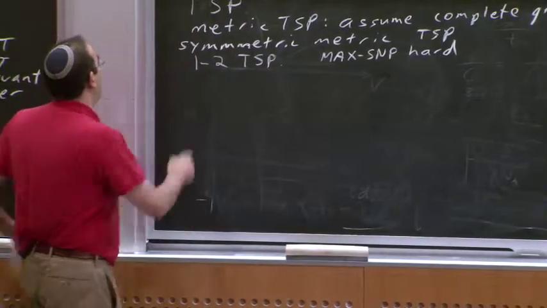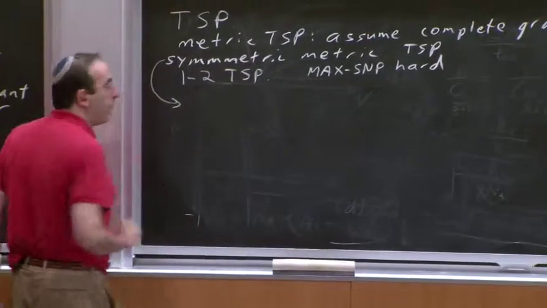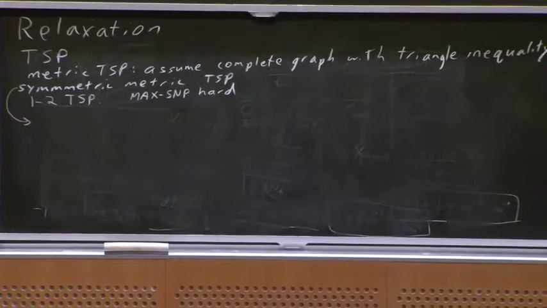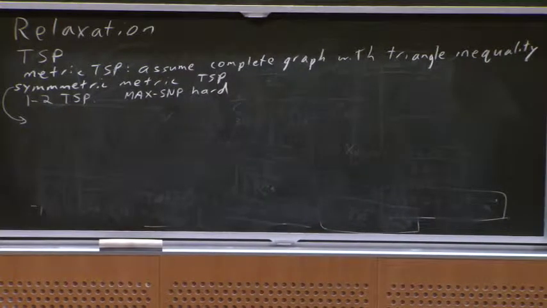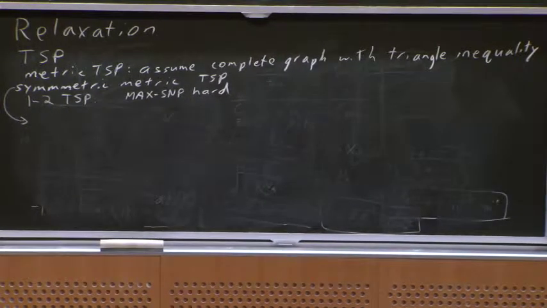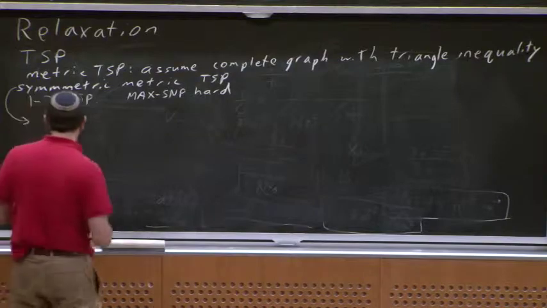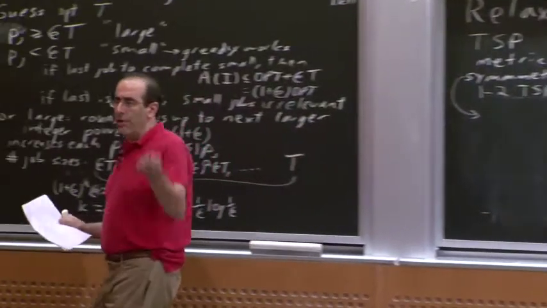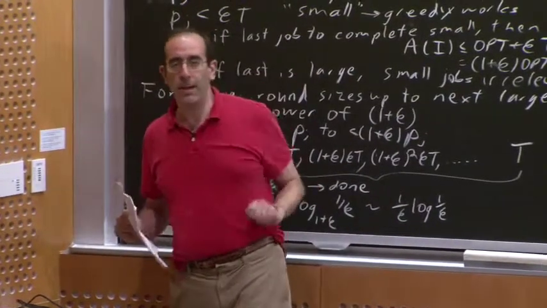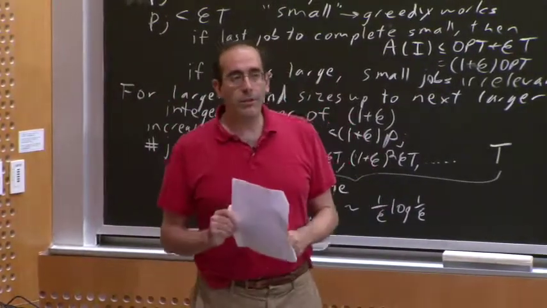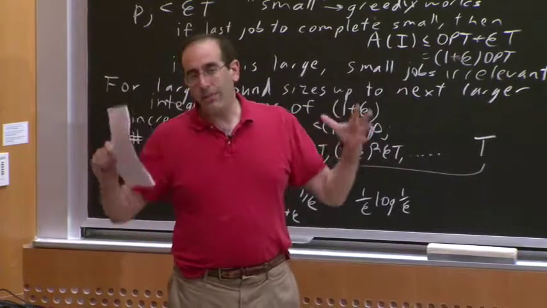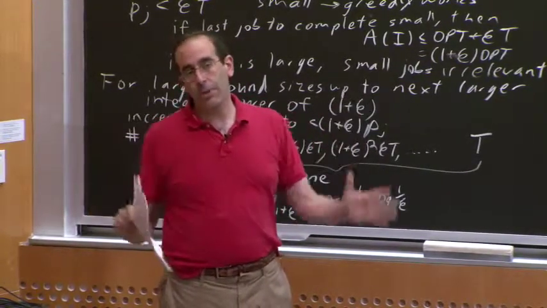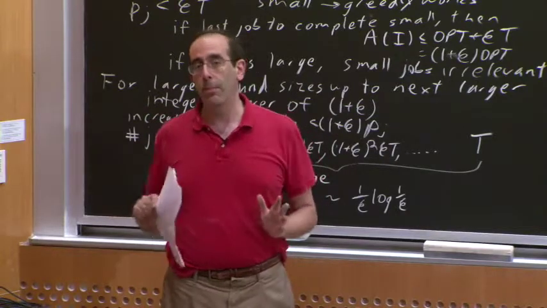Okay? But we are still going to be able to come up with a constant factor approximation for the general symmetric metric traveling salesman problem. Okay? And this is based on the idea of a relaxation. So what we're going to do is take this problem, which says find a tour which visits every vertex once and comes back to its starting point, and develop a problem which is kind of like it. In particular, every solution to the traveling salesman problem is also going to be a solution to our new problem.